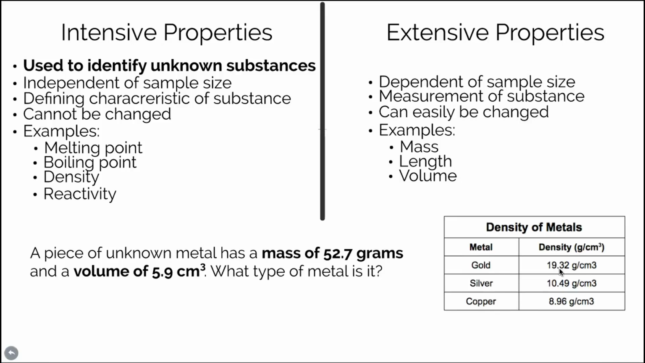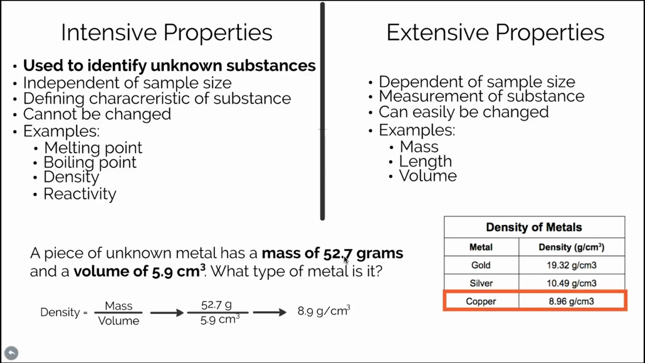And luckily, we also have a table that tells us the density of different types of metal. So we can have gold, silver, and copper, and these are all their very specific densities. If you take this information and put it into your density formula, density is equal to mass over volume. You substitute in the values that you know, so 52.7 grams over 5.9 centimeters cubed. If you put this into the calculator, you get 8.9 grams per centimeter cubed. Now, all you have to do is take that result and compare it back to your different densities. Gold has 19.32, silver is 10.49, and copper is 8.96 grams per centimeter cubed. The only match that this one even comes close to is copper.